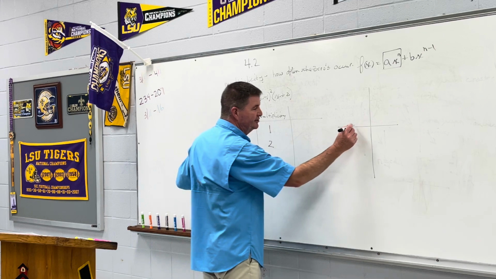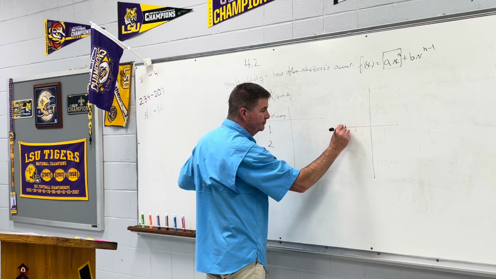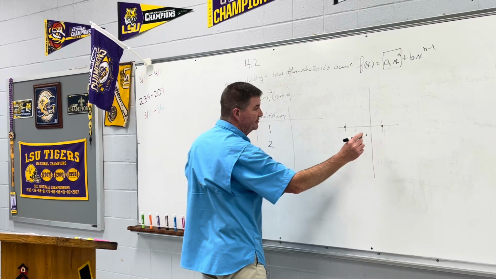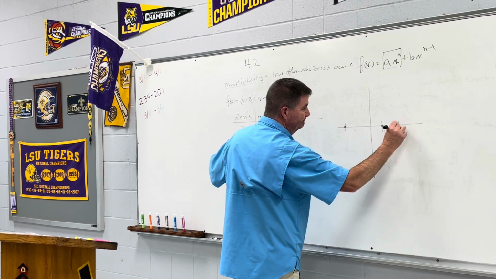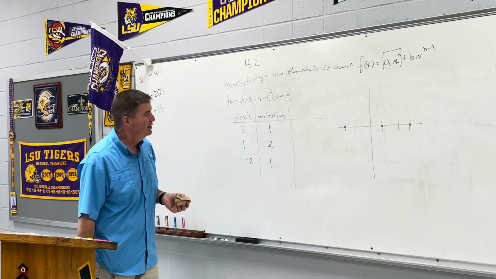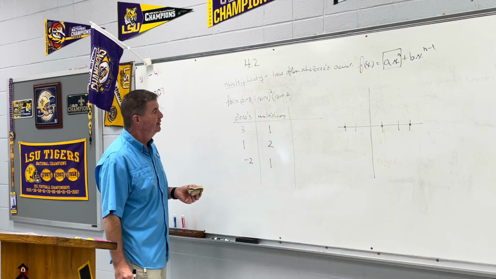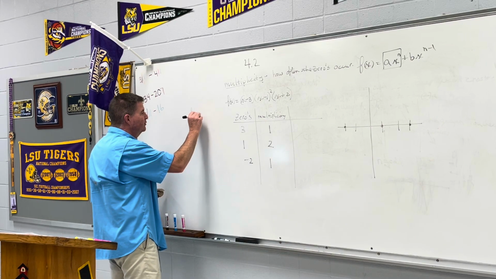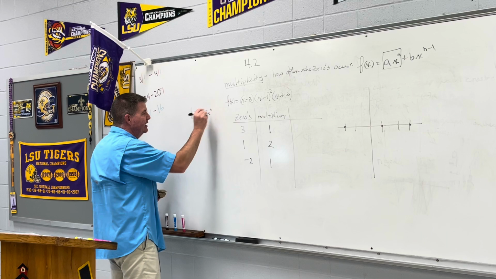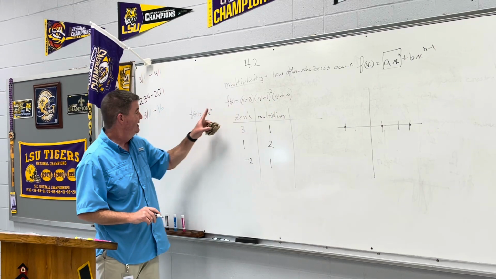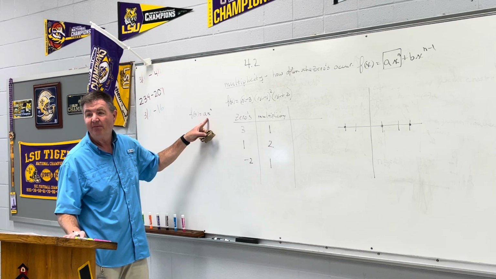I have at negative 2, I have a 0. I have at 1, a 0. And I have at 3, a 0. We know that. I want to find my end behavior. But in order to find my end behavior, I need f of x equals ax to the n. This is already factored for us. This means when we put it all back together.